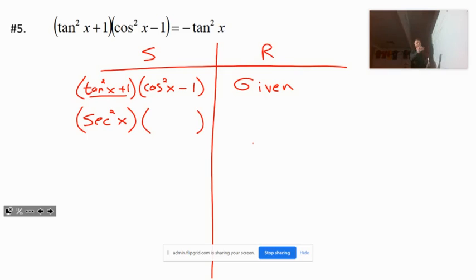Cosine squared of x minus 1, be careful on this one. If you rearrange your original Pythagorean identity, sine squared plus cosine squared equals 1, this would be negative sine squared of x. Okay? Because you would have to subtract the 1 over, then subtract the sine squared over, you get negative sine squared. So what I just did there is I did the Pythagorean identity.